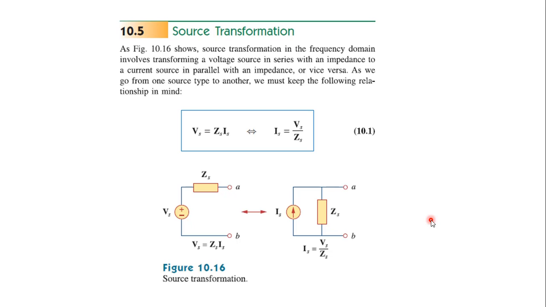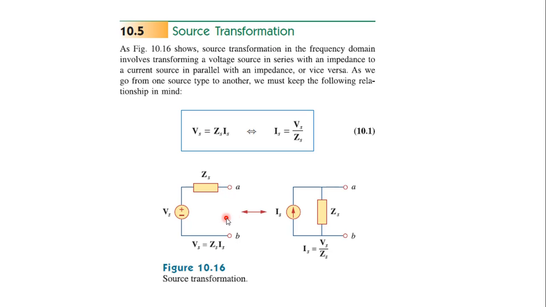Source transformation of AC circuits is similar to the source transformation of DC circuits. Here we have two circuits. In the first circuit, we can see a voltage source with a value of Vs, and an impedance with the value of Zs. So this is a voltage source connected in series with an impedance.